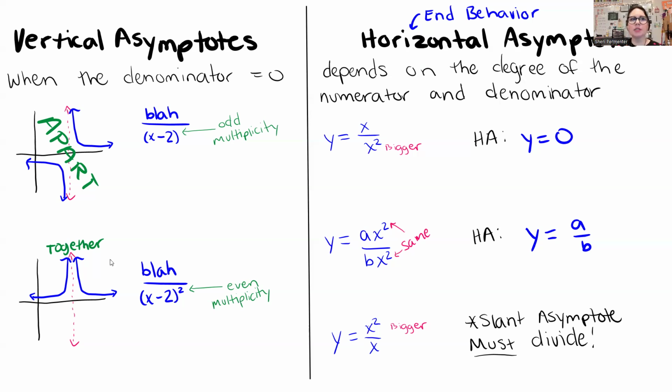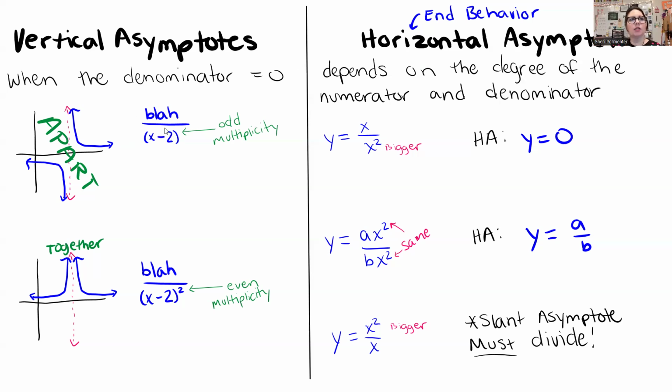So this is all important stuff. When you have vertical asymptotes, you look in the denominator. Your asymptotes are when x is equal to 0, or when you look inside the factors, it's usually the opposite, and we'll go over that.